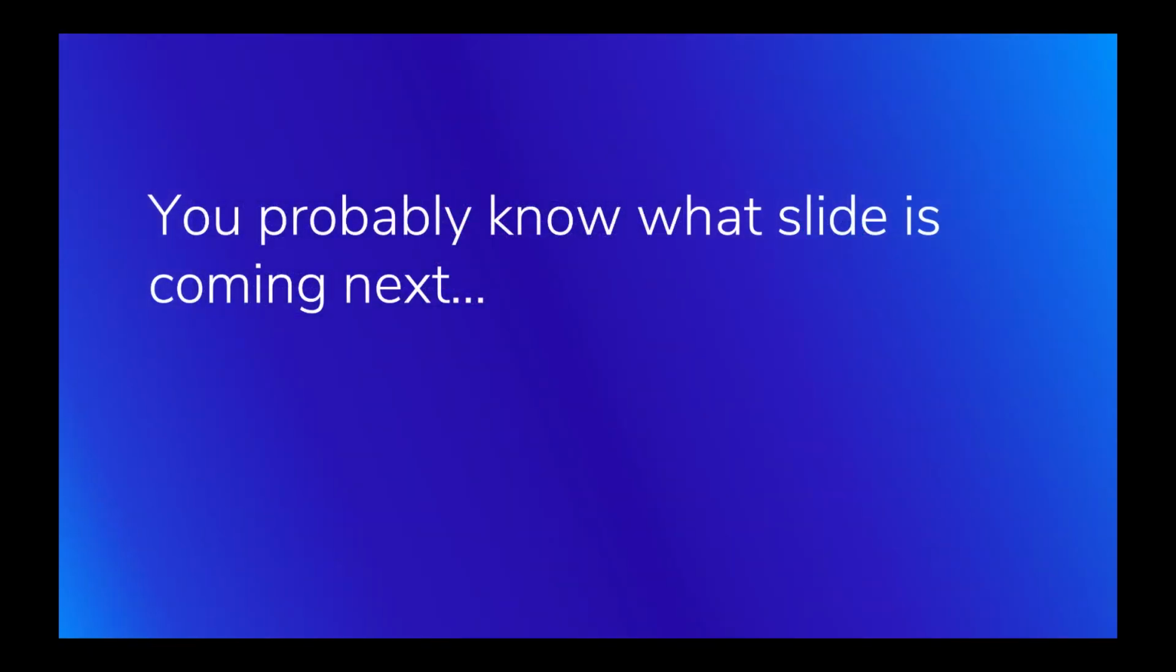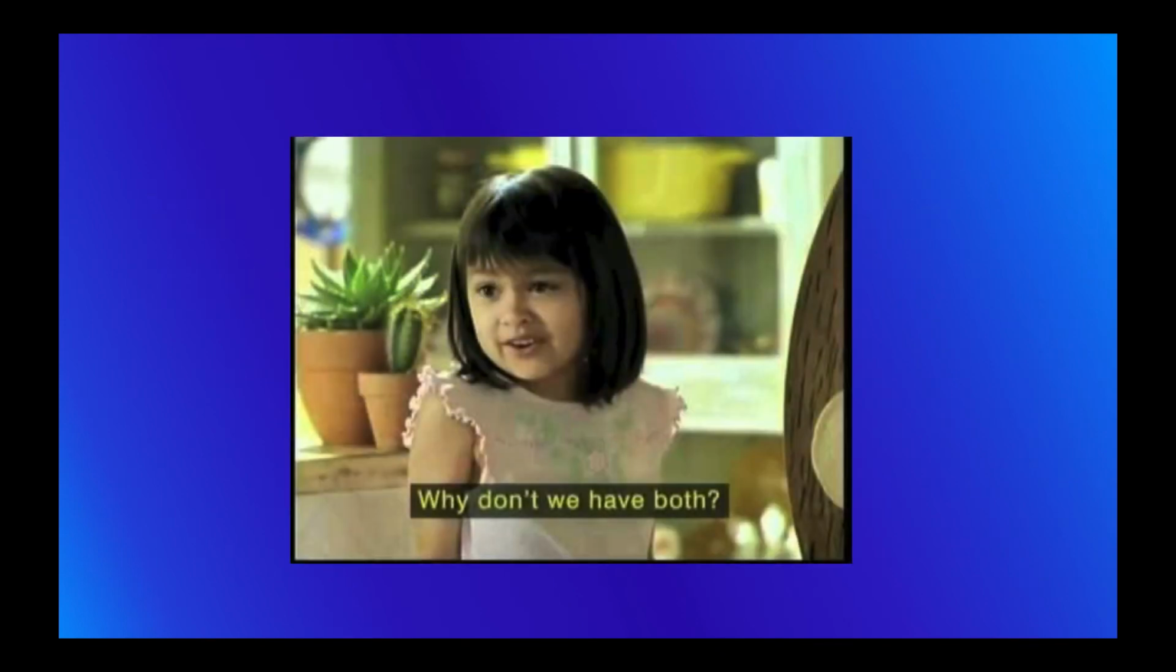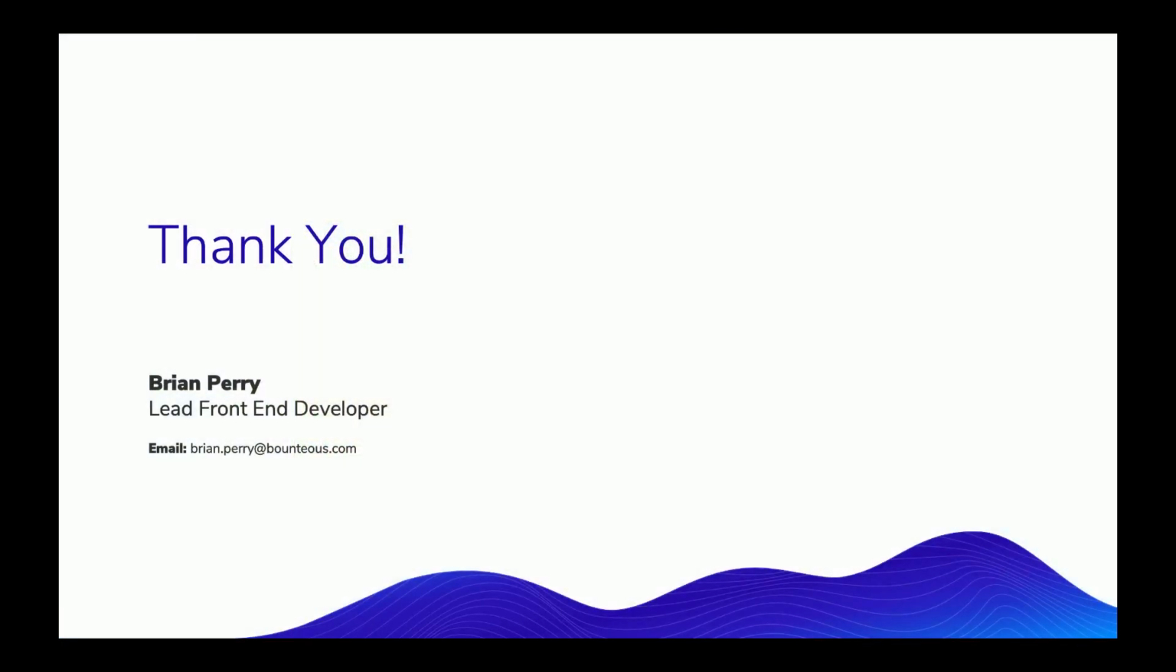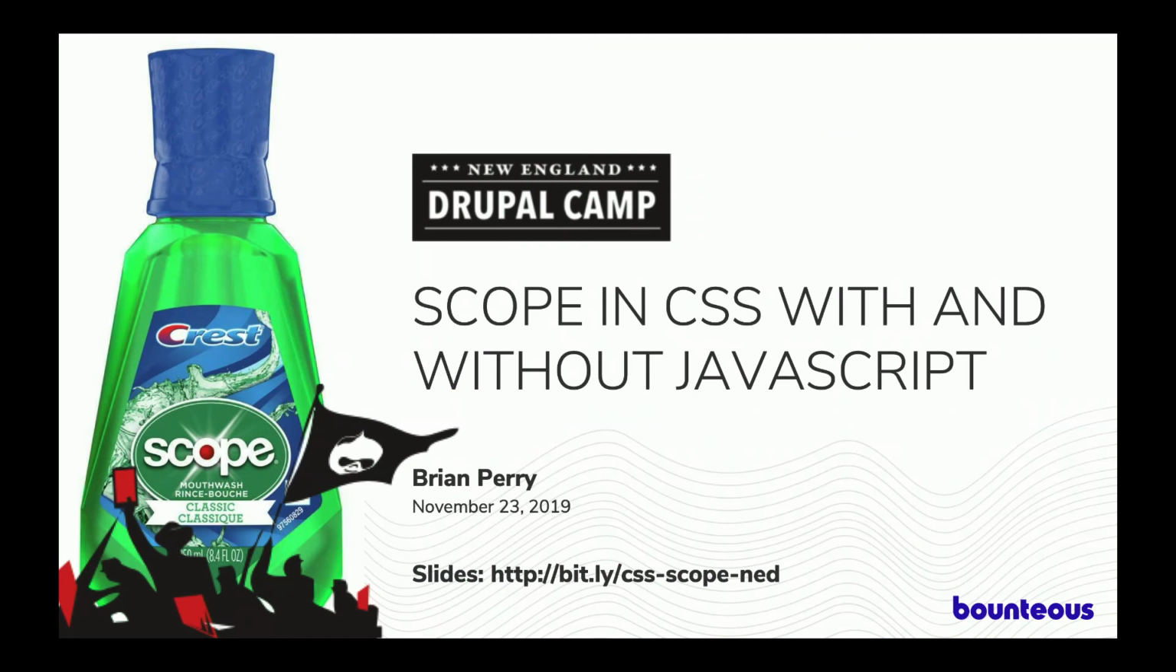So, you probably know what slide is coming up next. Why can't we have both of these things? That would be wonderful. So that is my talk. It's definitely the end of my talk. And still short, though. So I guess if everybody's down with it, we can go through one more time and dig into some additional detail. So this is scope in CSS with and without JavaScript.